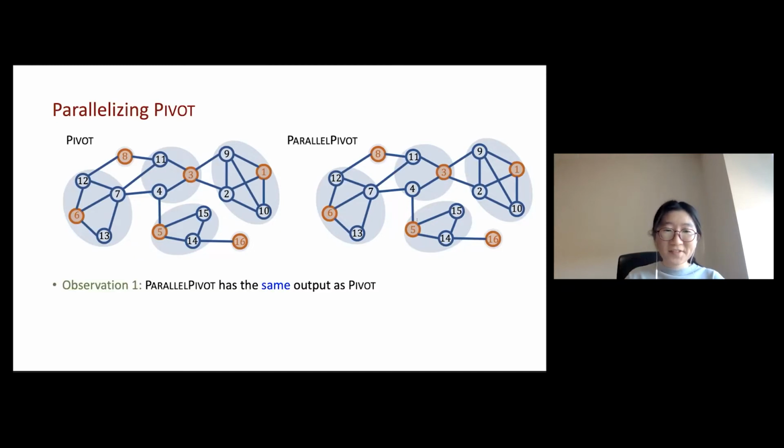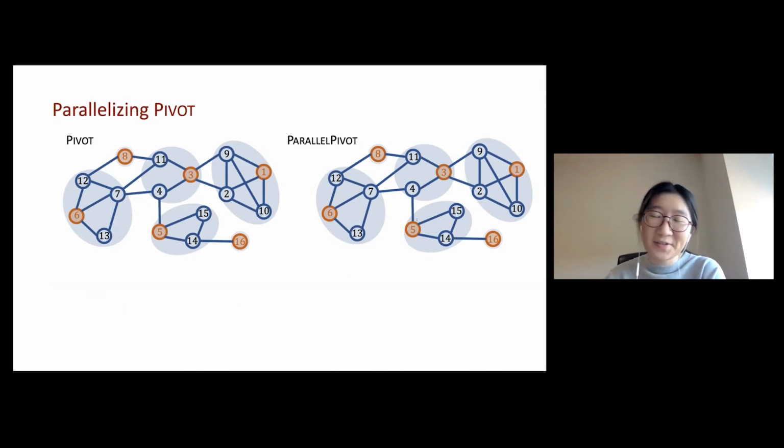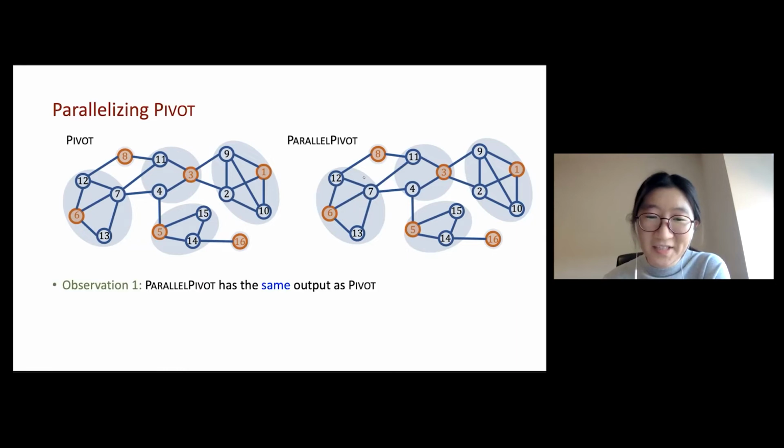So the first observation about parallel pivot is that it outputs the exact same clustering as pivot. Oh, sorry, I forgot to mention that in parallel pivot, after we have found all the pivots as in the pivot algorithm, each non-pivot vertex will join the cluster of a pivot neighbor of minimum rank among all the neighbors of the non-pivot vertex. So in this way, the parallel pivot algorithm will output exactly the same clustering as pivot.